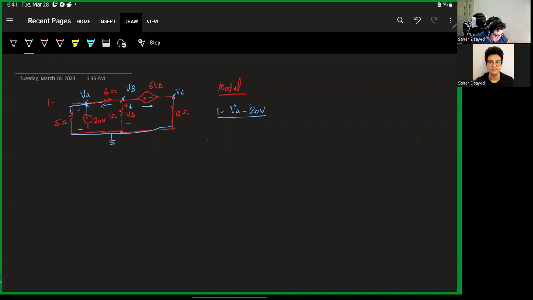The reason we were able to do VB minus VA divided by 6 is that this was a resistor, and we can use ohm's law to do so. So what do we do instead? Let's do a super node, right? Okay, what does that mean? It means this, remember, is our V delta, right? So VB is V delta. V delta is equal to VB, or vice versa, right?